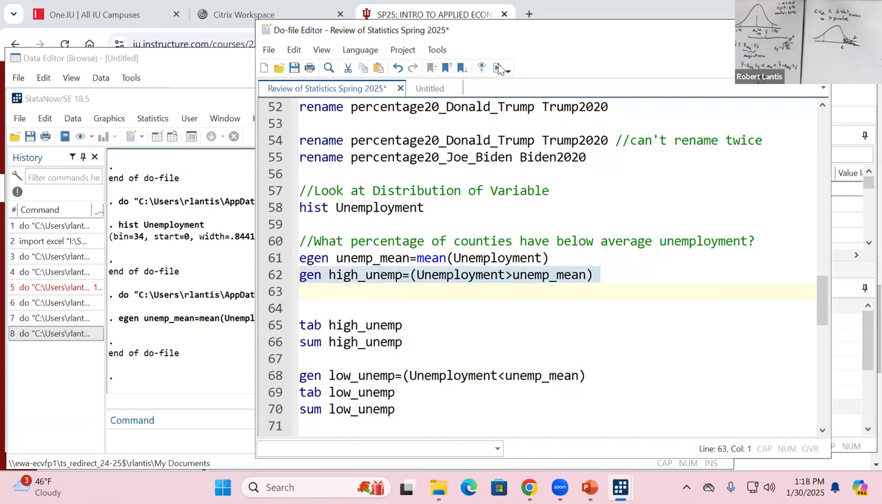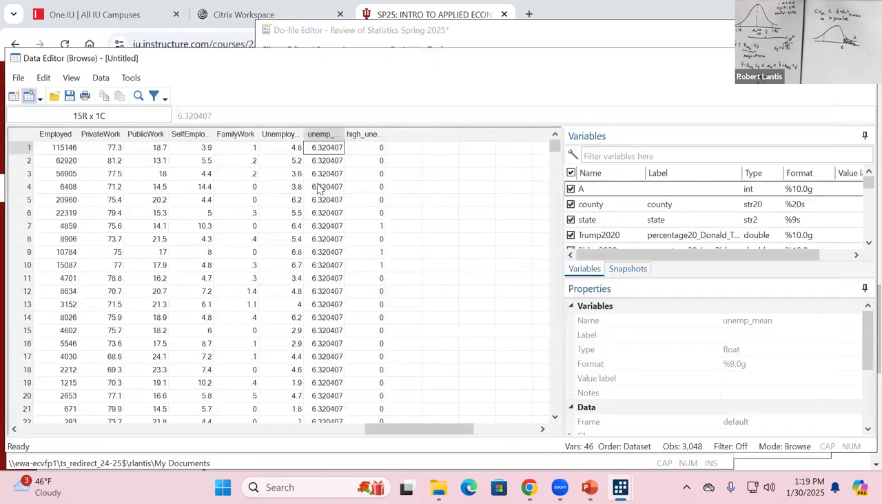So I'm going to run this, and I can kind of verify, right? So this unemployment was below the mean, I got a 0. Below the mean, 0. Anytime it's above the mean, even if it's slightly above, this variable is a 1, right? So I now have this variable that allows me to identify the difference, the two groups, high versus low unemployment rate counties.